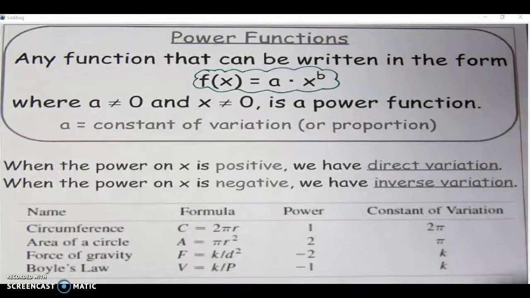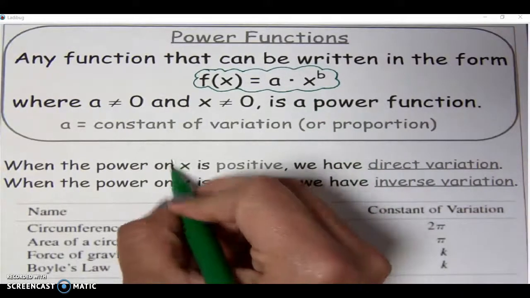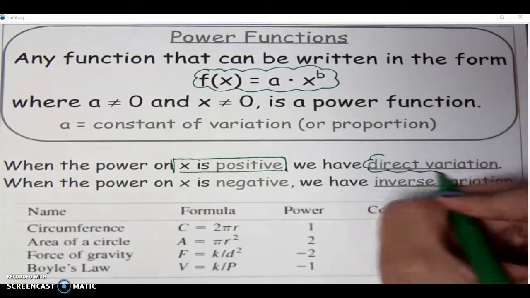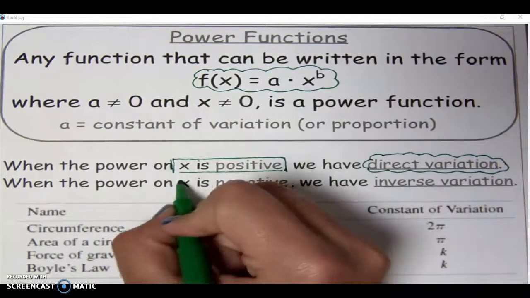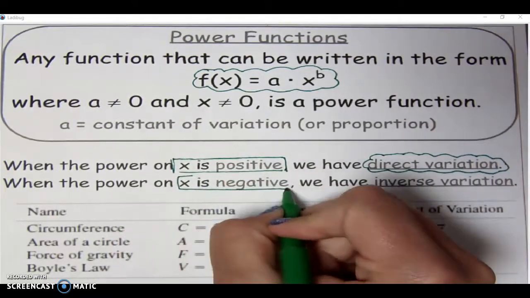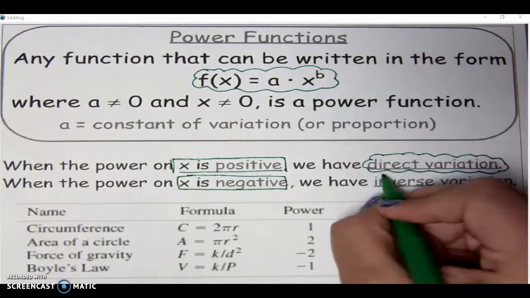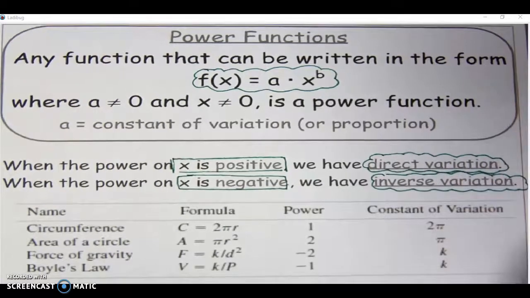Whenever the power on x is positive, so if it's x to some positive power, then that means we are having a direct variation. When the power on x is negative, so if this was like x to the negative third power, then that's when we have an inverse variation. And we'll talk more about what that's going to mean in word problems a little bit later.